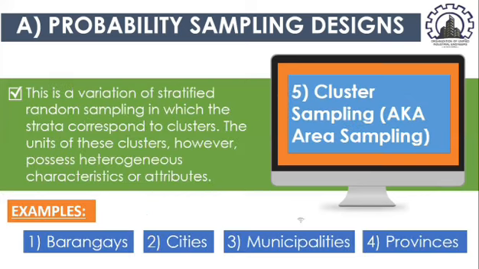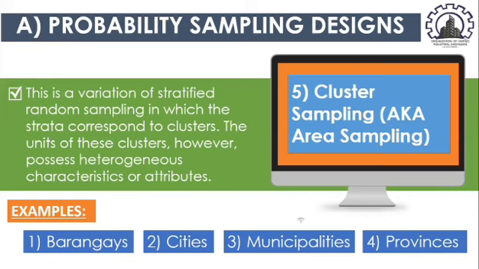And another sampling technique under probability sampling design is what we call cluster sampling. This is also known as area sampling. So this is a variation of stratified random sampling in which the strata correspond to clusters. Now, the units of these clusters, however, possess heterogeneous characteristics or attributes. Cluster sampling in itself is especially useful in studies comprising big or large populations. Thus, in many cases, the clusters consist of geographic units like barangays, cities, municipalities, provinces, or blocks of streets.